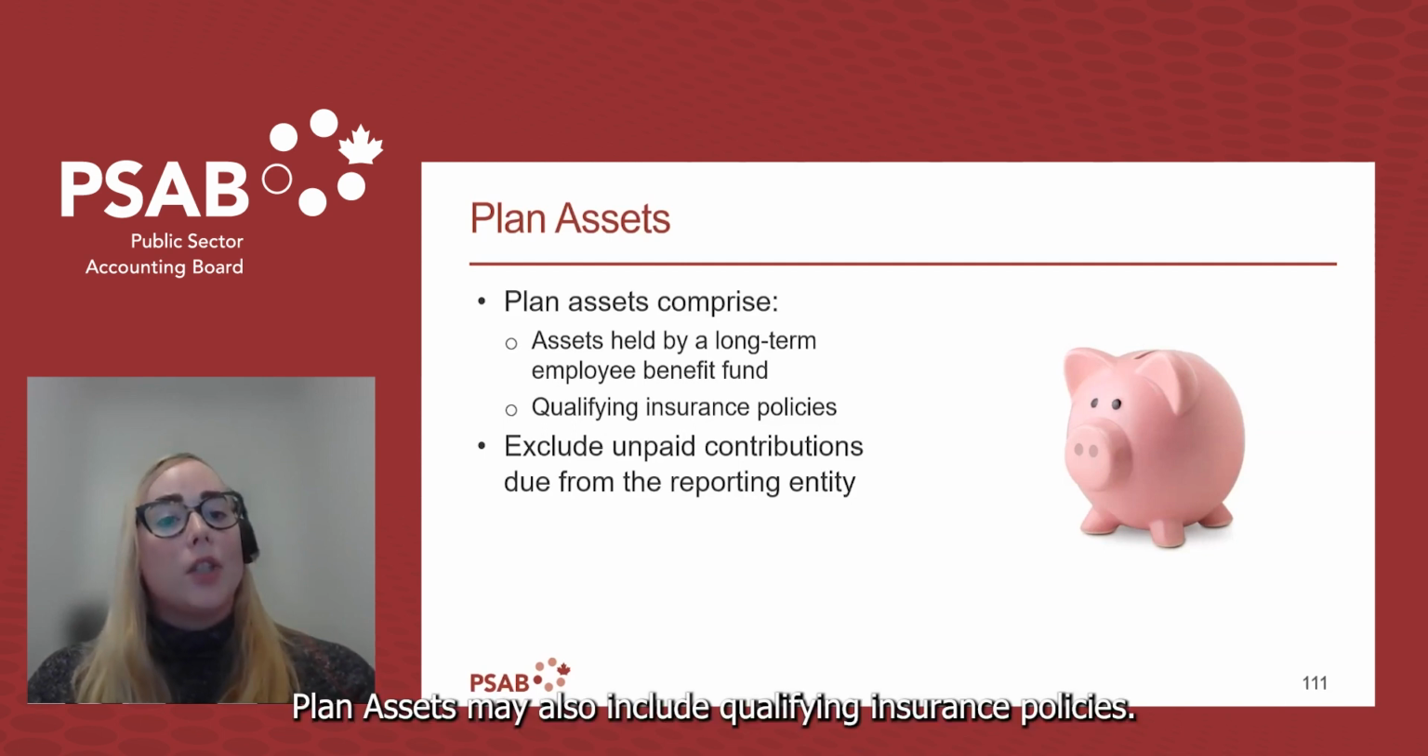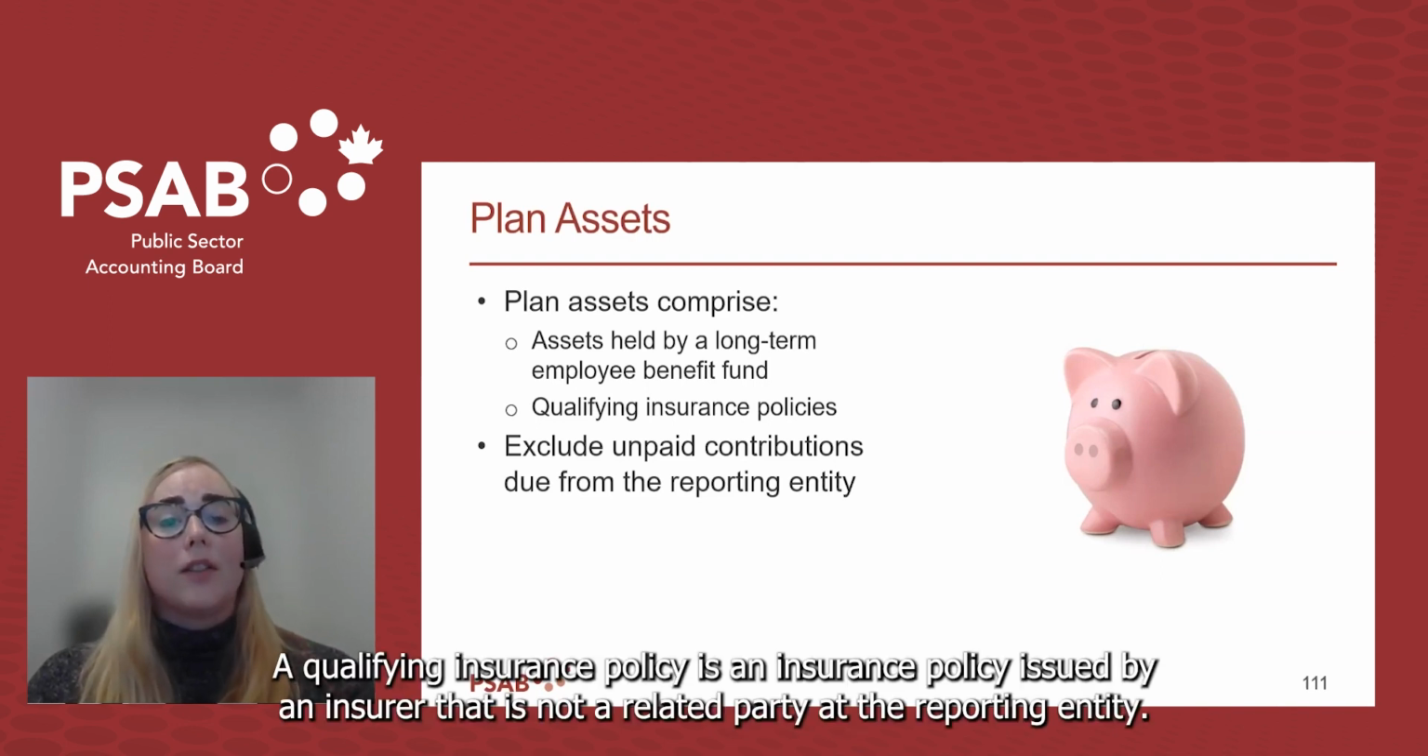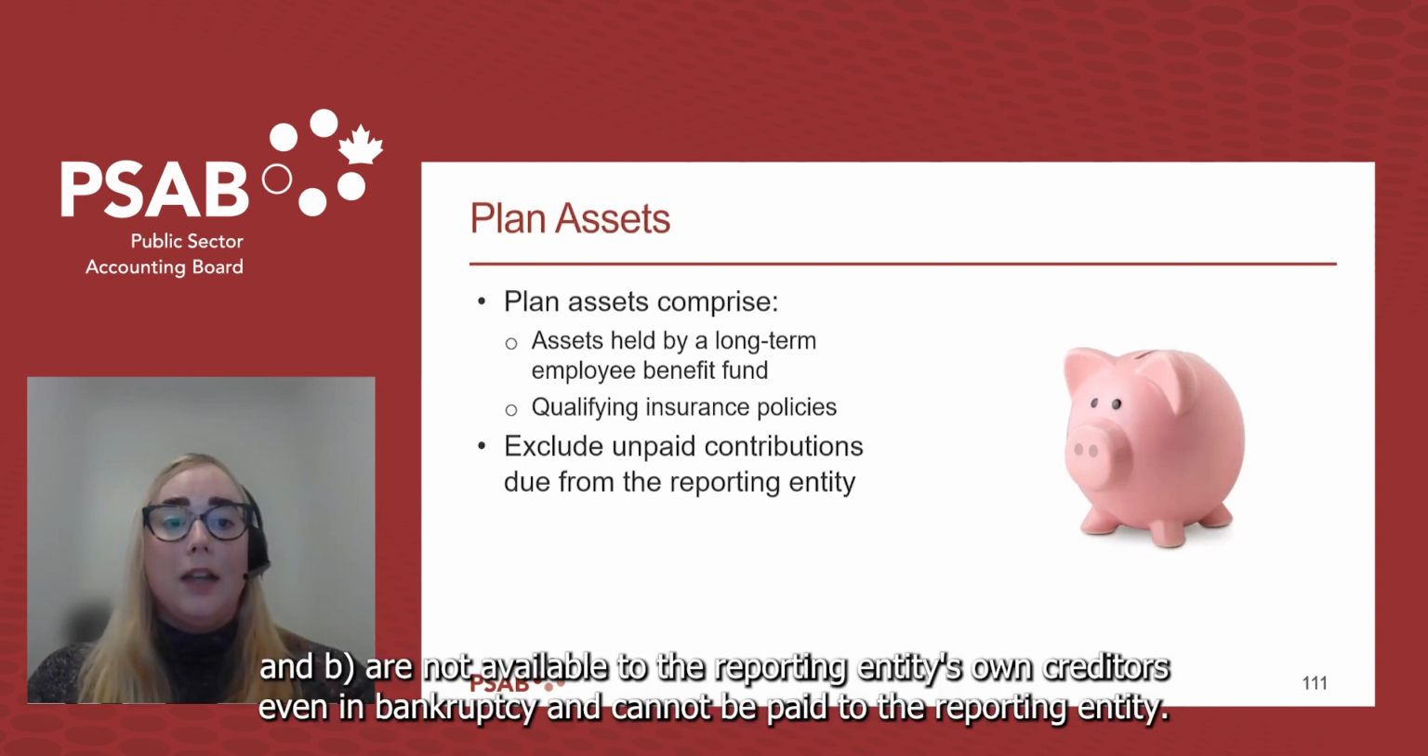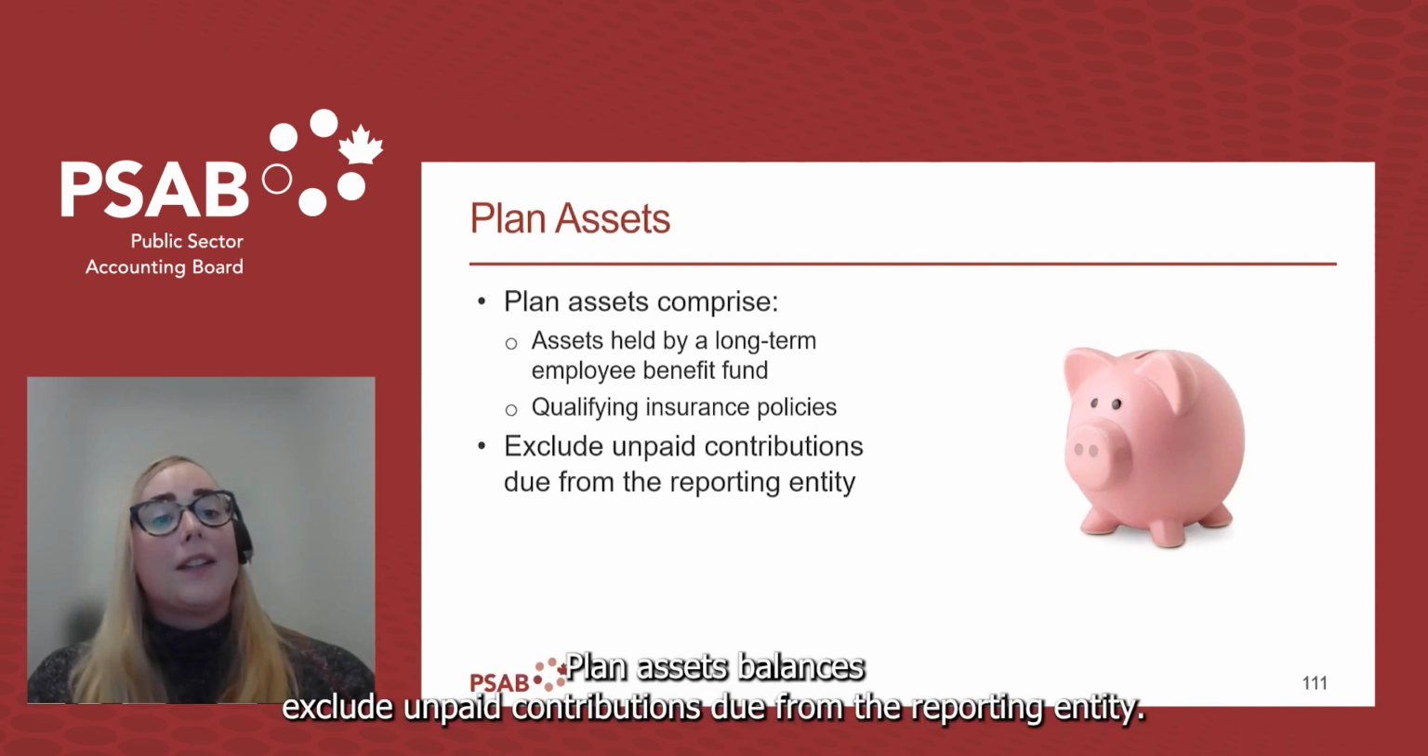Plan assets may also include qualifying insurance policies. A qualifying insurance policy is an insurance policy issued by an insurer that is not a related party of the reporting entity, if the proceeds of that policy can, again, A, only be used to pay or fund employee benefits under a defined benefit plan, and B, are not available to the reporting entity's own creditors, even in bankruptcy, and cannot be paid to the reporting entity. Plan assets balances exclude unpaid contributions due from the reporting entity.